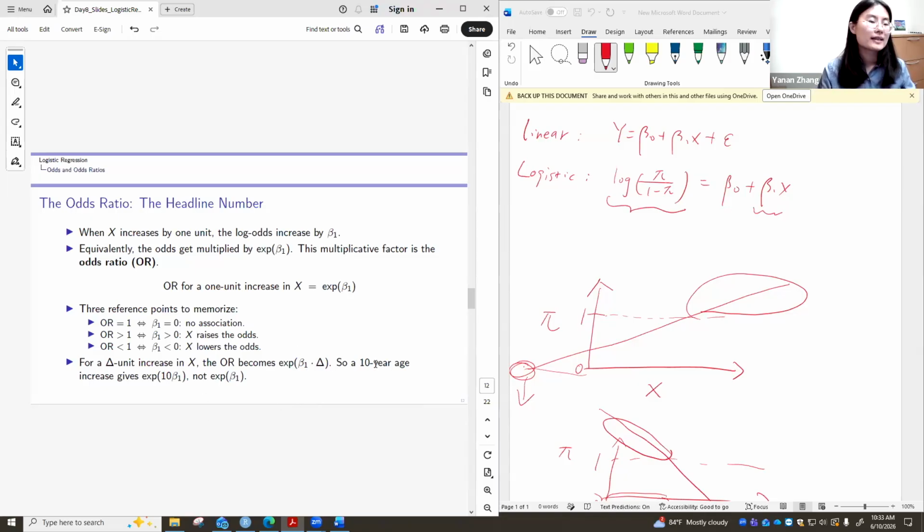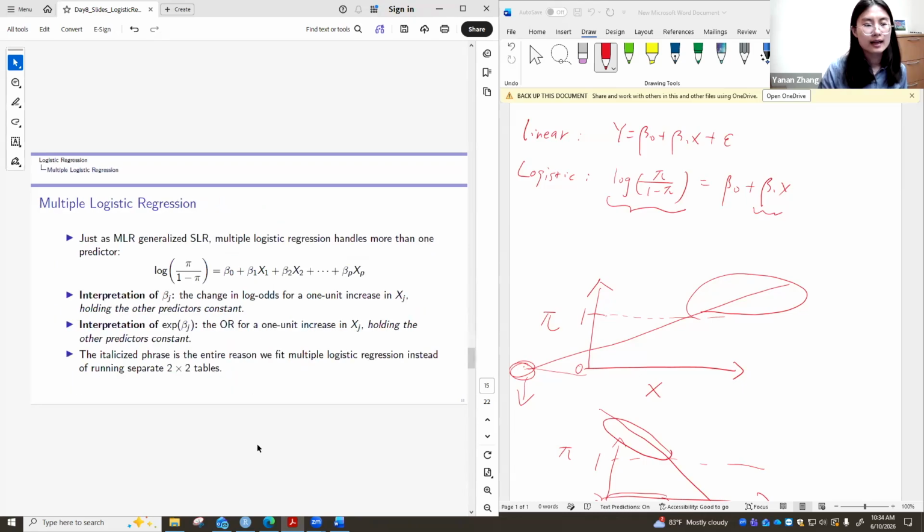So if we do a 10-year increase, the corresponding odds ratio will be: first rescale beta 1 by 10, then take the exponential. We cannot calculate it as, here is the typo, 10 times exponential beta 1. That's wrong. We don't calculate it as 10 times exponential beta 1. The correct way to do this is to first rescale on the log odds and then take the exponential. We need to keep that in mind.